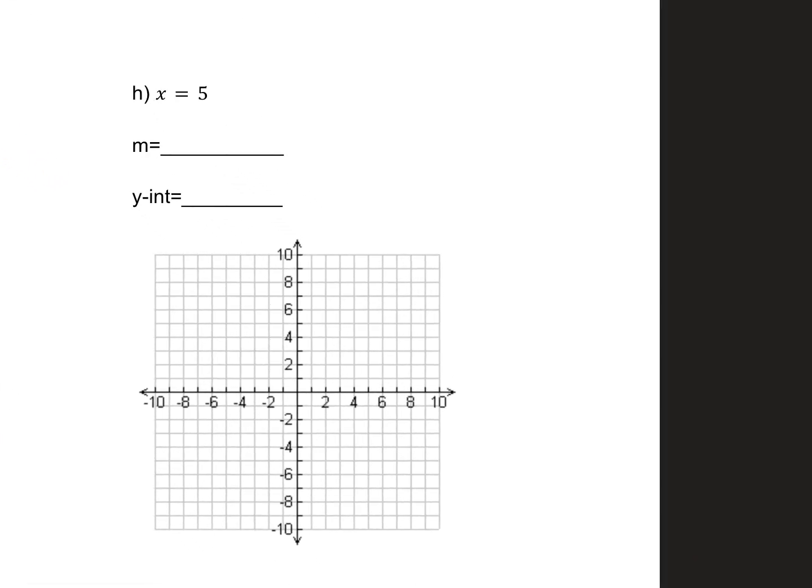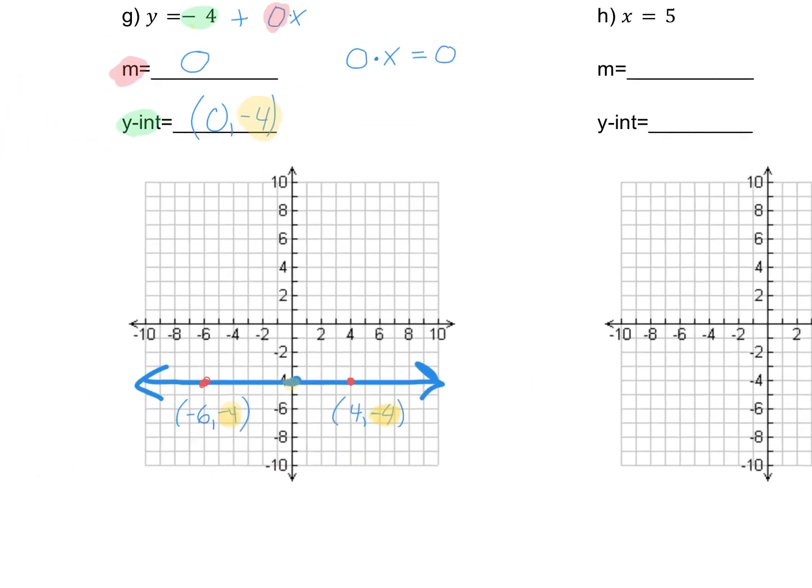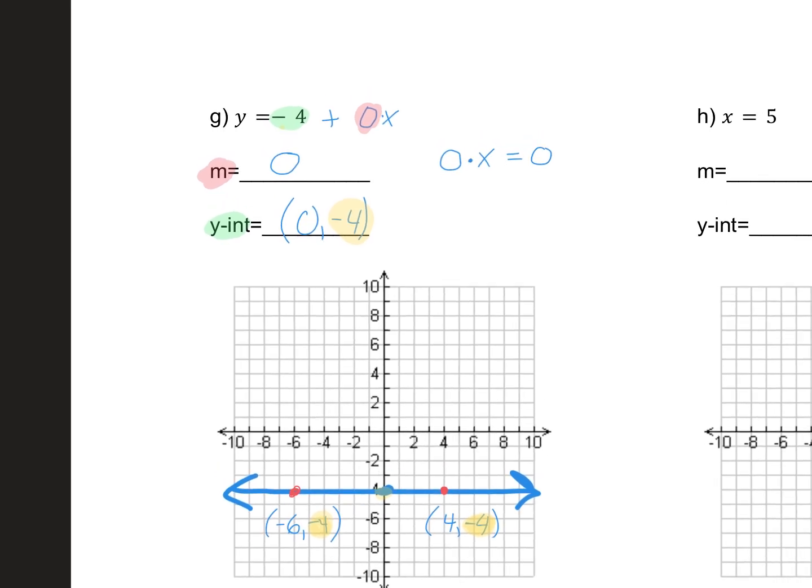We have x equals 5. Okay, this is even weirder. We don't even have a y value. So how do we figure out our slope and our y-intercept? Well, similar to this graph where we had y equal to a number, and we said, oh, okay, well, where does y equal -4? Well, we have to go down 4. So we just drew a line through -4 on the y-axis.